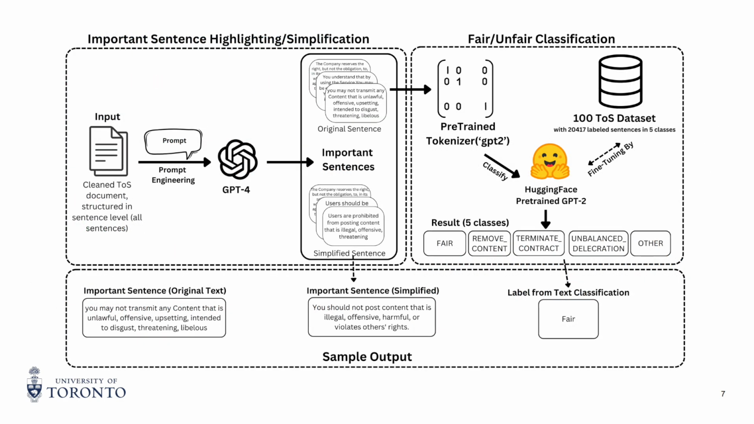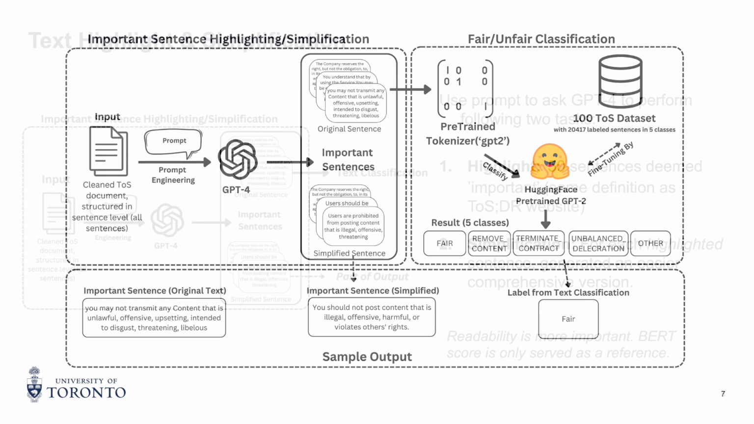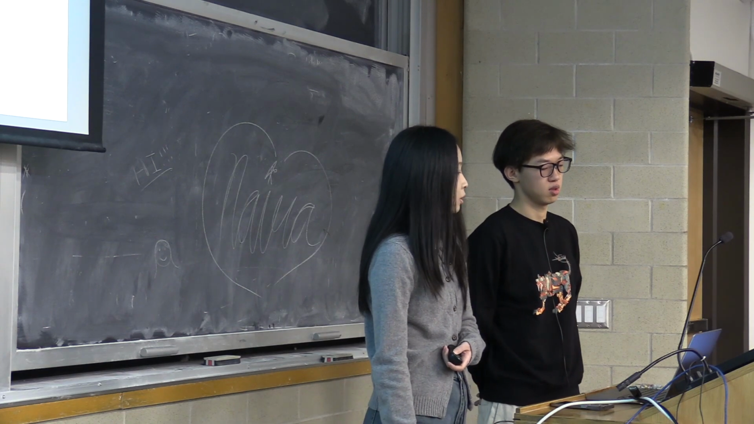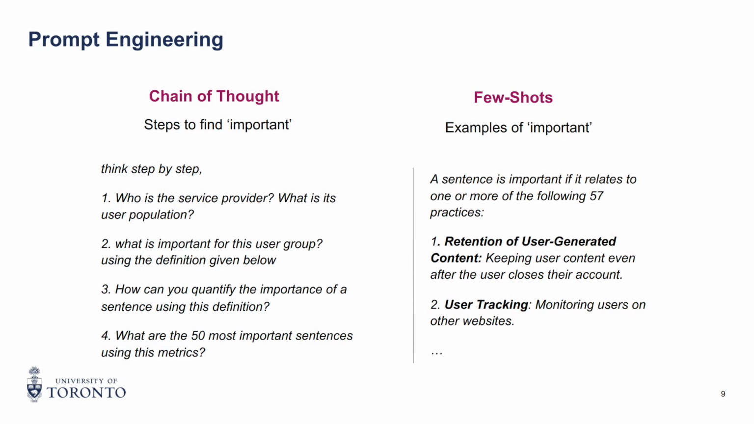Here's an overview of the architecture for the project, which has 2 main components. The first part is for text highlight and simplification, where we feed the clean terms of service into the GPT-4 model and use special prompts to make it find the key terms. Then we ask the model to simplify these sentences so that they can be understood by users. We used few-shot chain of thought prompt engineering for this, where we first make the model think step by step, and then we provide specific examples of the key terms based on the 57 categories from the ToS Didn't Read website.